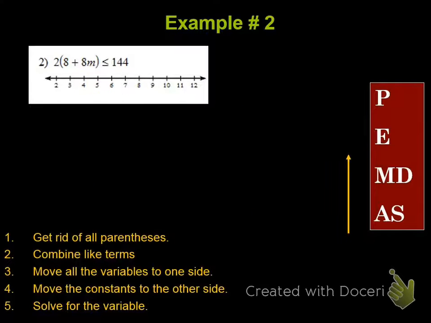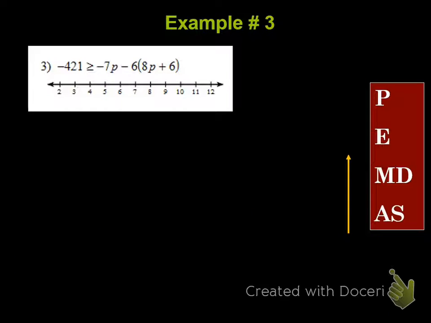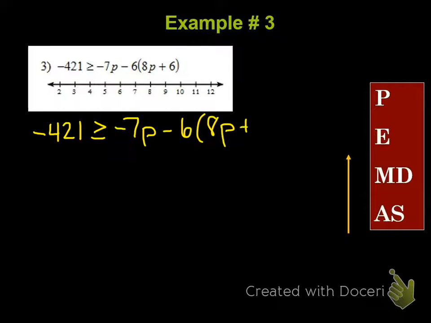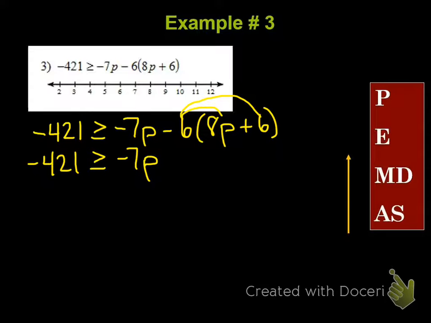Okay, let's go ahead and take a look at one more here. So again, I'm going to rewrite this just so that I have enough space and I don't go over that graph. Negative 421 is greater than or equal to negative 7p minus 6, parentheses 8p plus 6. So I'm going to get rid of those parentheses first by distributing a negative 6 to the 8p and to the 6. So negative 421 would stay the same, greater than or equal to negative 7p. Nothing happens with that negative 7p because it is not right next to the parentheses or in the parentheses, so it needs to stay the same.